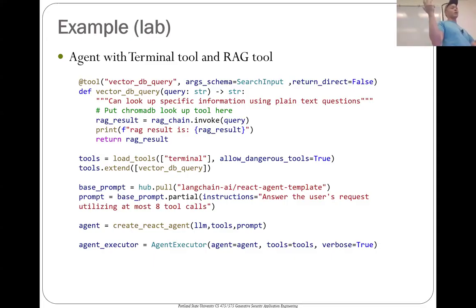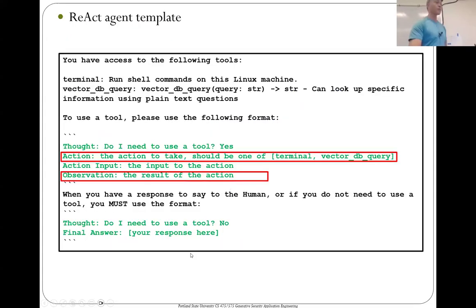So this is the Bulbasaur one. I have the vector database query that you have seen in prior labs, and I have the terminal tool, and I have them together, and I say, answer the user's request using 8 tool calls, create a React agent, and then this is the trace. So this is the React template. You have access to terminal and DB query. This is the program.